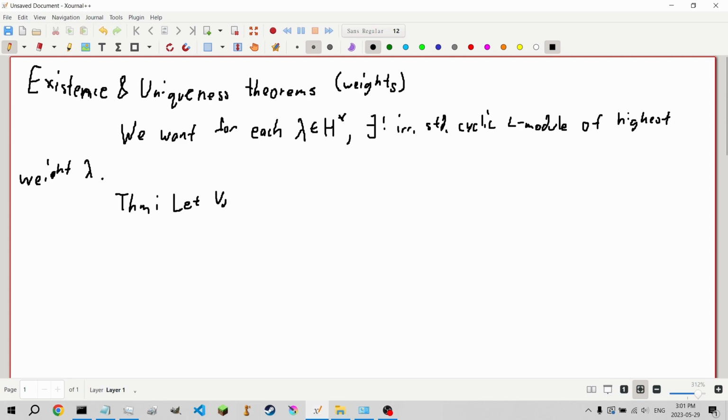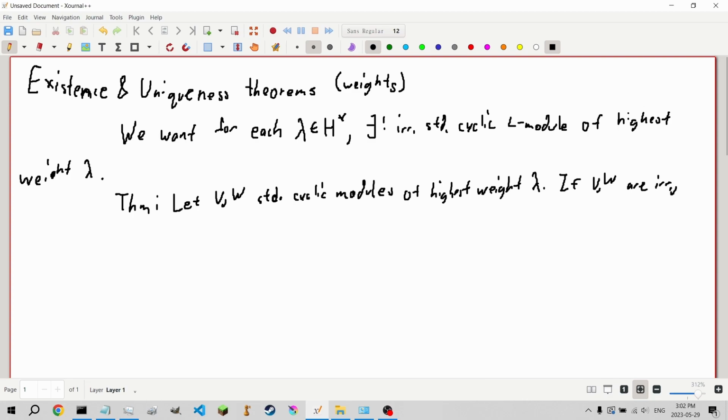Let V and W be standard cyclic modules of highest weight lambda. If V and W are irreducible, they are isomorphic, and this, of course, is going to be our uniqueness.